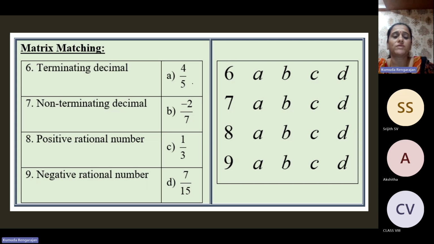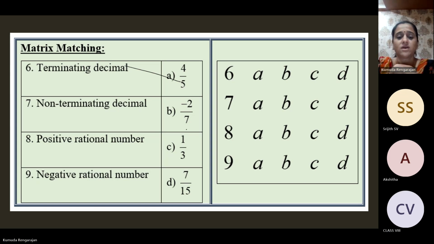So what do you say about 4 by 5? It'll have a terminating decimal expansion. Terminating. Yes. Correct. Then minus 2 by 7. It's already in the simplest form. The denominator is 7. It's not 2 or 5. So it will not have a terminating decimal.